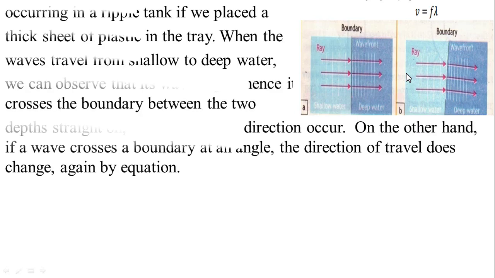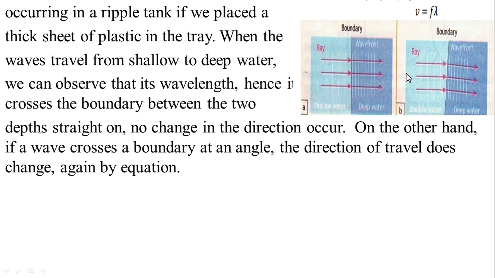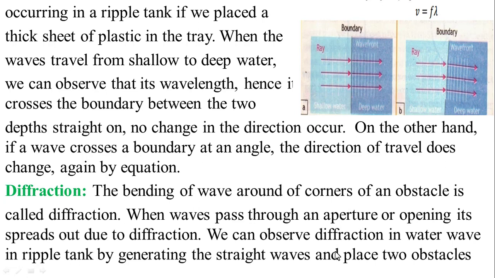So we can explain that in a ripple tank, we can place a thick sheet of plastic in the tray. When the wave travels from shallow water to deep water, we can observe the wavelength and hence calculate the speed. If the boundary between the depths is straight on, then no change in direction will occur. On the other hand, if the wave crosses the boundary at an angle, the direction of travel changes, again given by the equation.